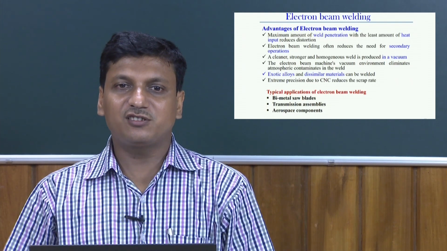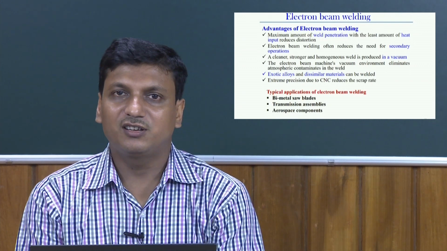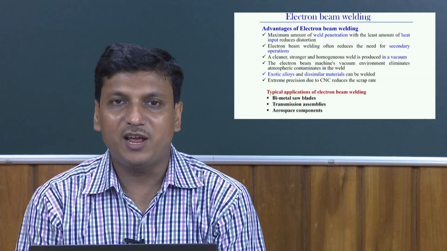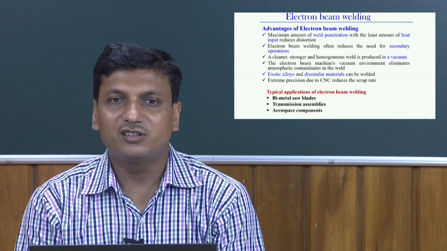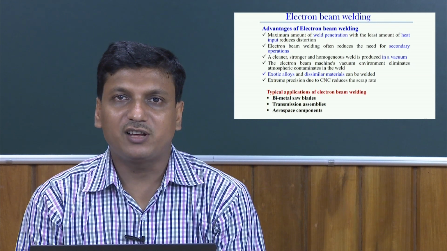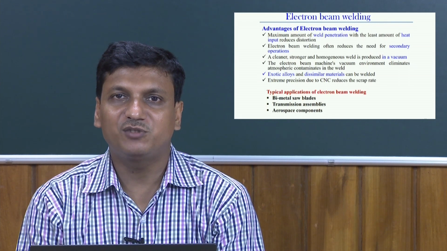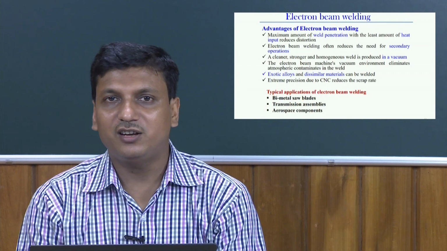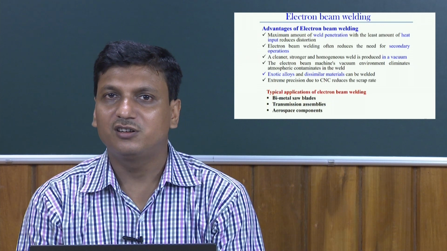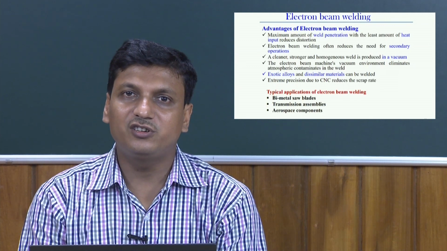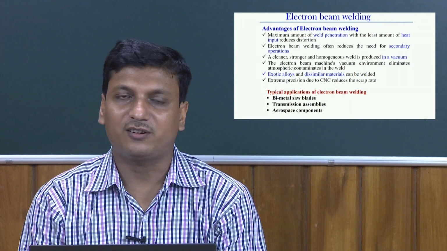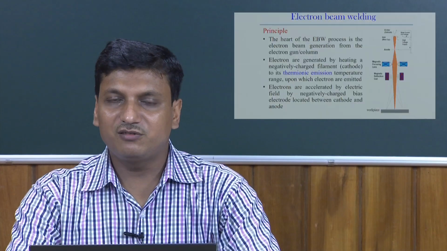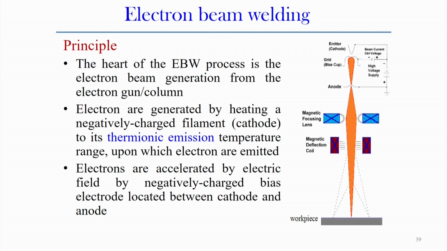But what are the typical applications of the electron beam welding process, specifically in industry? We see that bimetal saw blades can be welded using electron beam welding. We also find applications in transmission assemblies, and of course huge applications in aerospace components, where the precision of the joints and homogeneity in the structure are the main important factors. Now we will discuss the principle of the electron beam welding process.